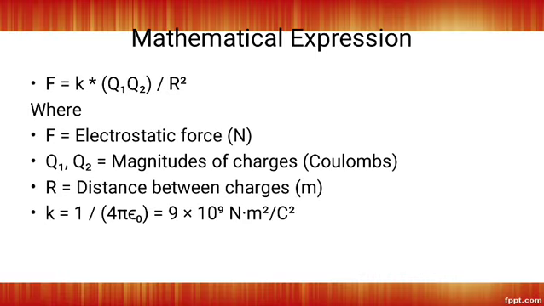Here F is known as the electrostatic force, which is represented in the unit Newton, and Q1 and Q2 are the magnitudes of charges. It is represented in the unit called coulombs. And here R is the distance between the two charges, and it is represented in the unit called meters. And K is equal to 1 by 4 pi epsilon naught. The value of K is a constant and it is given as 9 into 10 power 9 Newton meter square divided by Coulomb square.